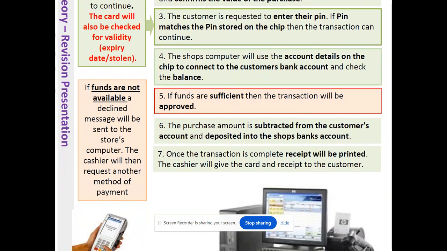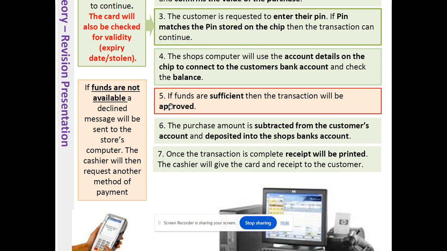So the shop's computer, where you're buying the groceries from, will use account details on the chip to connect to the customer's bank account and check the balance. Okay, so the amount is, what did I say, £55? Okay, so we're checking for the shop's bank, will check the customer's bank for the amount of £55. If funds are sufficient, then a transaction will be approved. Okay, so the funds from the customer's account will be transferred electronically to the shop's bank account. However, if funds are not available, a decline message will be sent to the store's computer and a cashier will then request another method of payment.